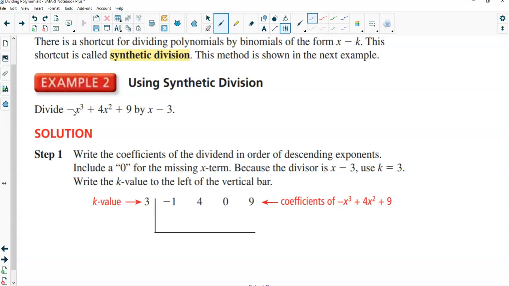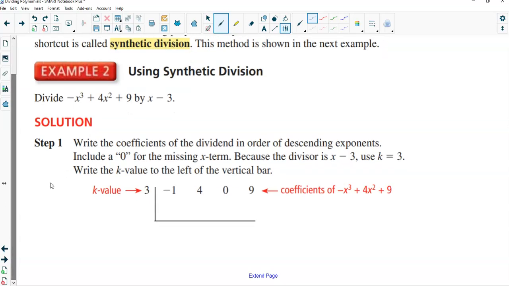So you are only going to be using the coefficients. That's negative 1 for the first term, 4 for the second term. The third term, which is the x, is not there, so you have to put 0. You have to fill that in. And then for the x to the 0 power, you put the coefficient, which is 9. Now, you have to divide that by x minus 3. This k value will be the opposite. So if you have x minus 3, the k value is 3. If it was x plus 3, then this would be negative 3.